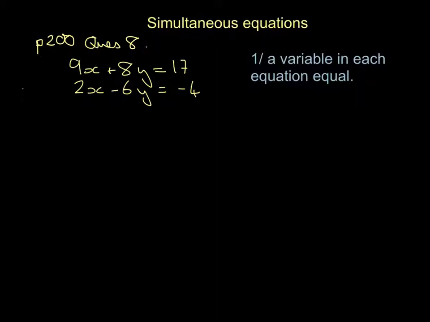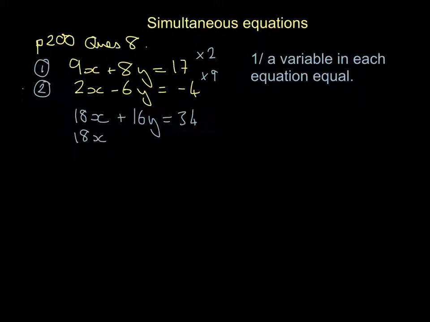Here we are, we've got 9x here, we've got 2x here. Tell you what, if I times this all by 2 and this whole thing by 9, that should work. So let's try it. The first equation, timesing everything by 2. So 9 times 2 is 18x. 8 times 2 is 16, so it's now plus 16y. And 17 times 2 is 34. I now want to times the whole of equation 2 by 9. 2 9s are 18x. Minus 6 times 9 is minus 54y. And minus 4 times 9 is minus 36. We have our two equations.